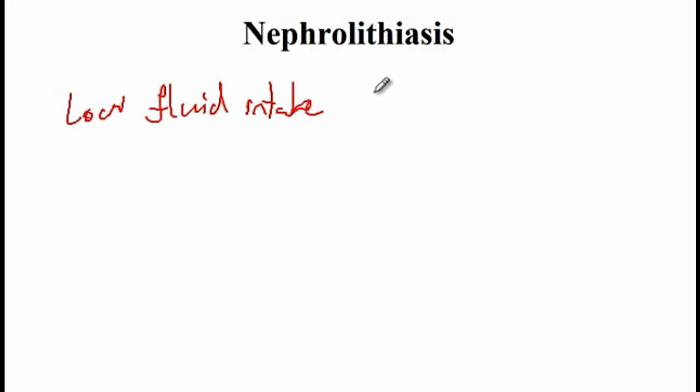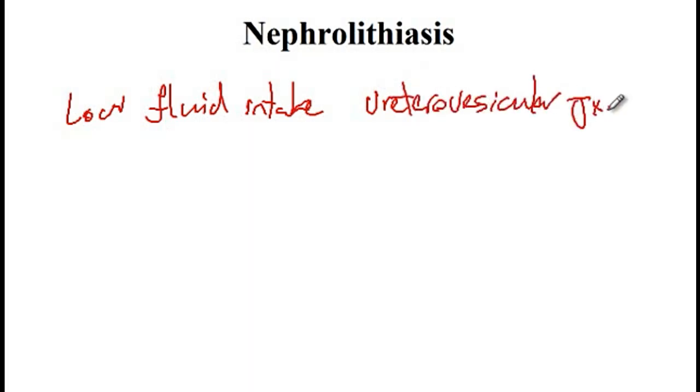And then the most common site of stone impaction is the ureterovesicular junction. So if here we have the kidney, and via the ureter it connects to the bladder, and here we have the urethra, then here is the ureterovesicular junction where you most commonly will find the renal stones.